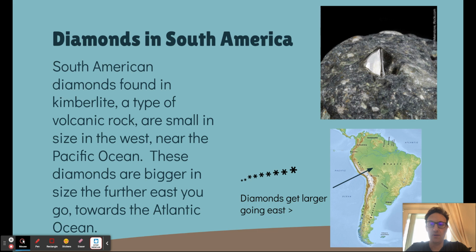They're small in the west near the Pacific Ocean. These diamonds are bigger in size the further east you go towards the Atlantic Ocean. They went to different mines. They were able to find different types of samples. And as you can see, as they go from west to east, the diamonds get larger. So I guess the question for you is, when they go to Africa, would that pattern continue?